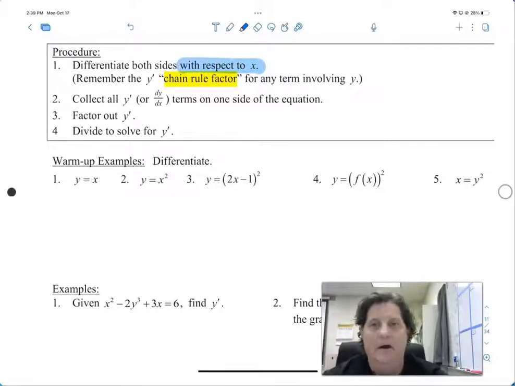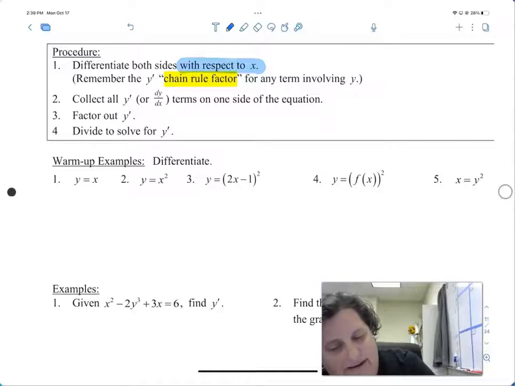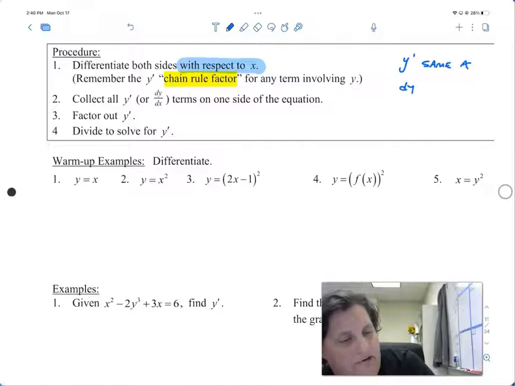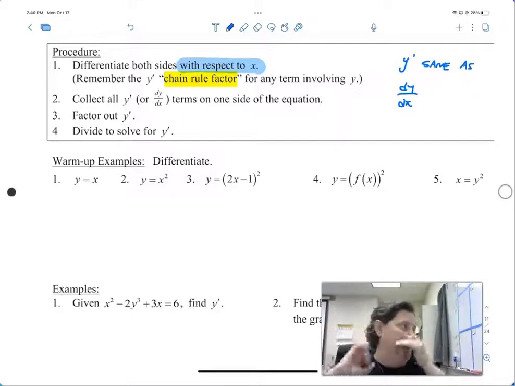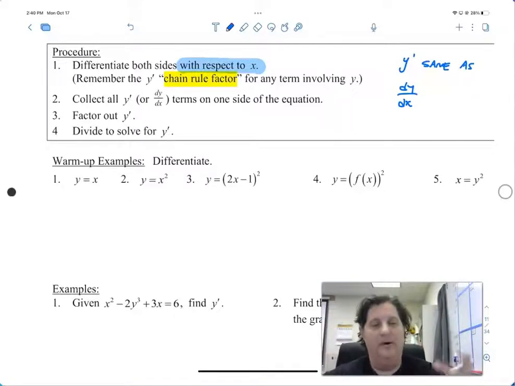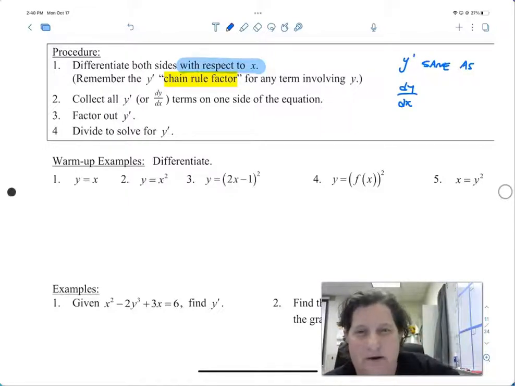Remember the y prime for any term involving y. Now, I'm actually not going to use y prime for most of these. I'm going to use dy dx, and I will tell you why in a minute. You're probably going to think that's annoying. Y prime is so much less to write, and I agree it is, but it's harder to see what's happening. So I'm going to probably use dy dx.